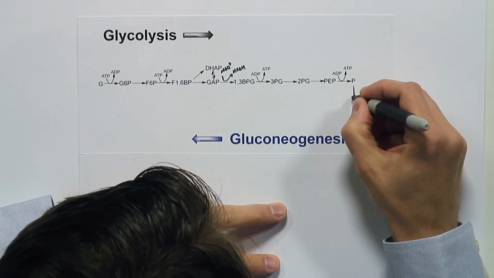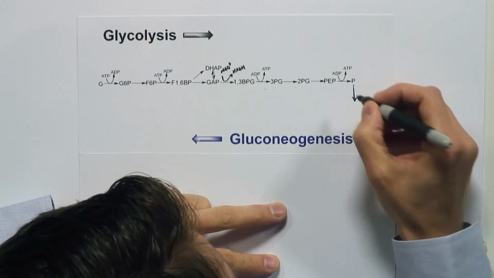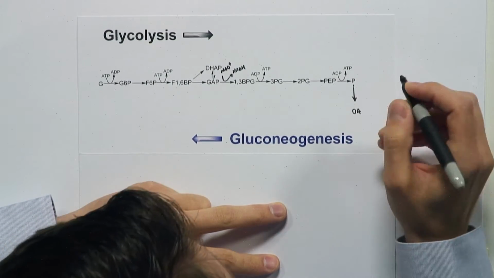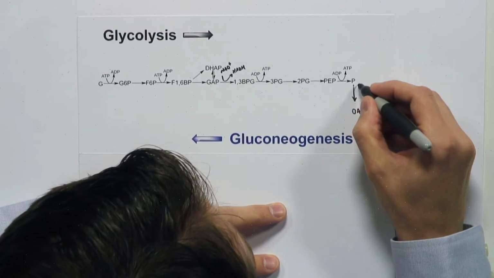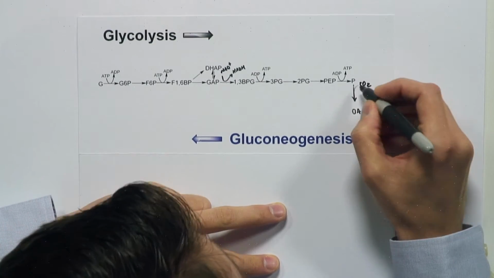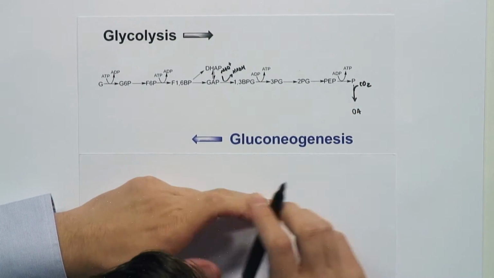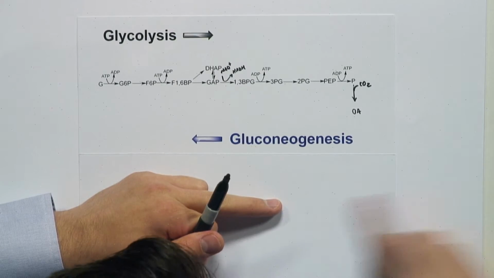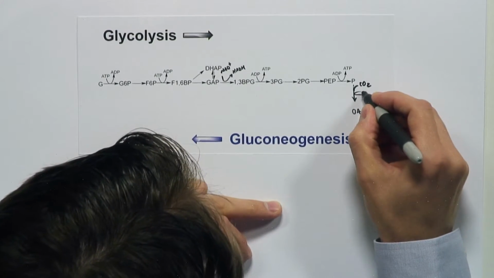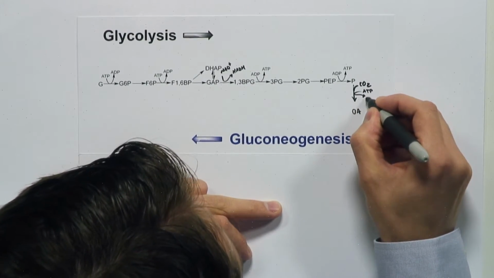For example, going from pyruvate to phosphoenolpyruvate in gluconeogenesis is not a reverse of the pyruvate kinase reaction, and rather occurs in 2 steps. The first step, we take pyruvate and convert it to oxaloacetate using pyruvate carboxylase. It's going to need a molecule of CO2, right? Oxaloacetate has 4 carbons, and it's also going to need energy. So we're going to need a molecule of ATP going to ADP.